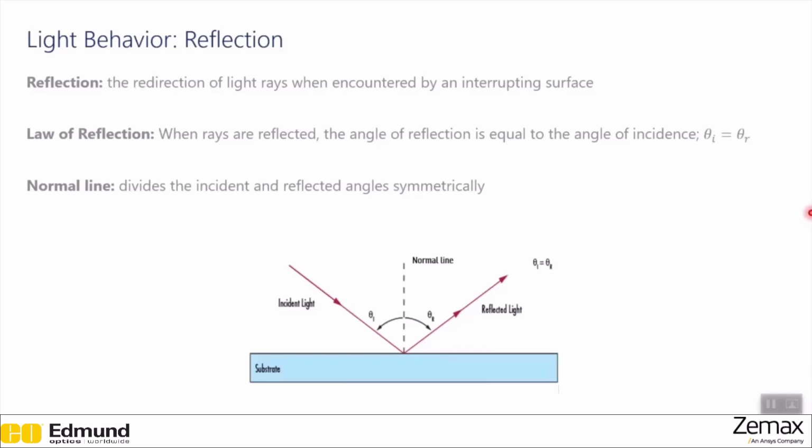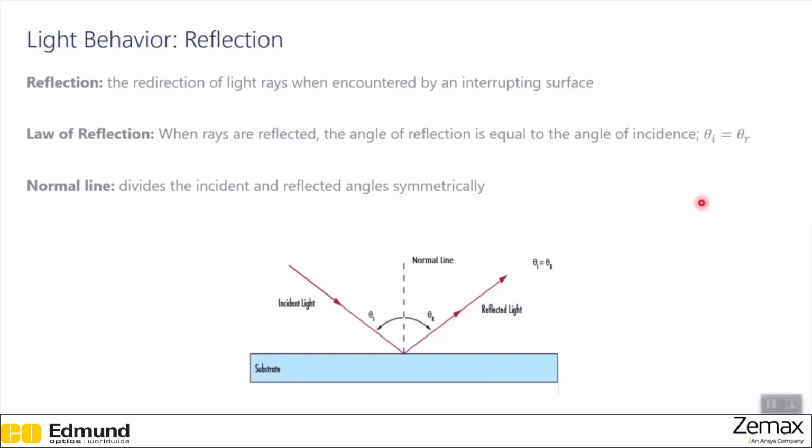Reflection is the redirection of light rays when encountered by an interacting surface, and reflection will always follow the law of reflection, which simply states that when rays are reflected, the angle of reflection is equal to the angle of incidence, or theta I equals theta R.